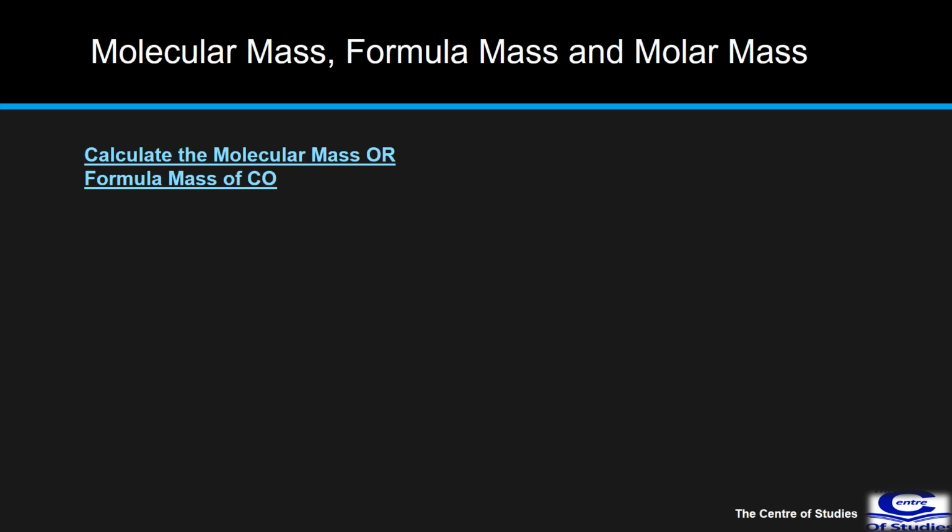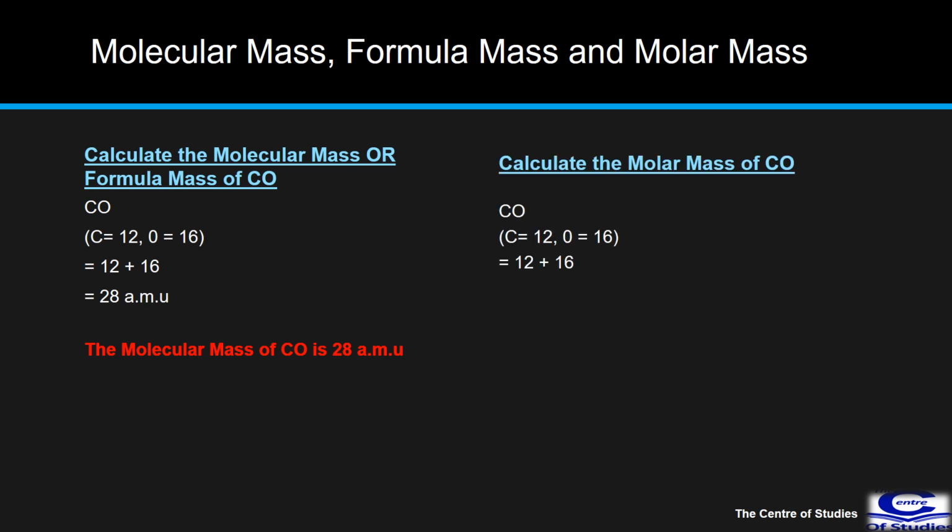The first example is to calculate the molecular mass or formula mass of CO. CO is carbon monoxide. Since carbon has atomic mass 12 and oxygen has atomic mass 16, by adding both we get the molecular mass of carbon monoxide, that is 28 AMU. Now, if the question is to calculate the molar mass of carbon monoxide, the procedure is the same, as you have to add the atomic masses of the respective elements, carbon 12, oxygen 16. By adding them, we get 28. But we change the unit to gram. So, the molar mass of carbon monoxide is 28 grams.